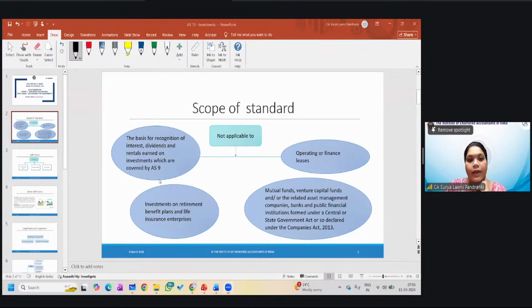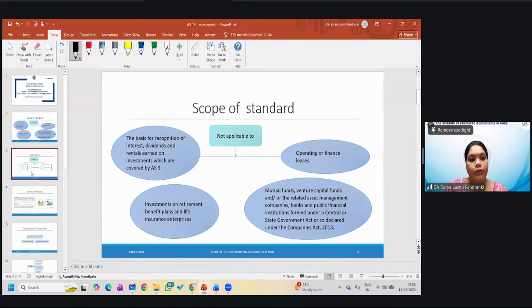In the exclusions, we have seen that the income part of the investments is not covered because it is covered in the standard AS9, and even the leases are not covered, and then retirement benefit plans and life insurance enterprises' investments are also not covered. Mutual funds, venture capital funds, these are also not covered, right? Because these have a specific regulatory authority which guides them how to value their investments, and also we have a different valuation pattern for them, so these are not covered under this standard.